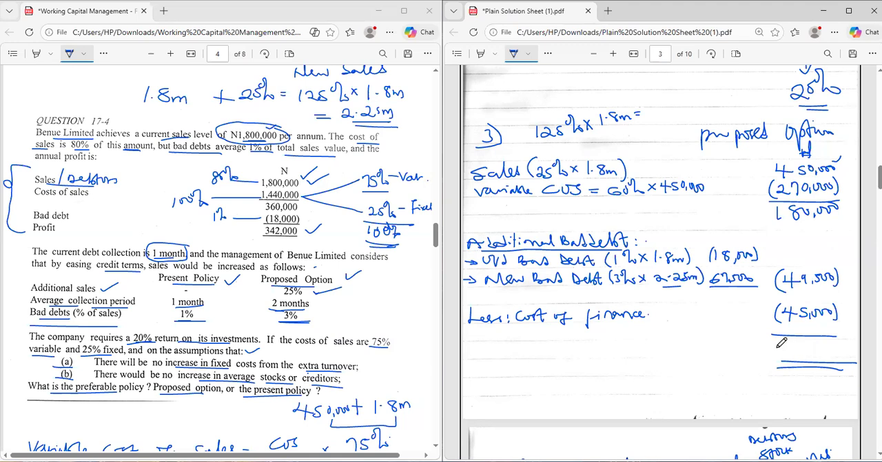$85,500. 85? 85,500. Is that 55 or 85? Which one are you saying? 85. So it's positive, definitely. So there should be additional profits.